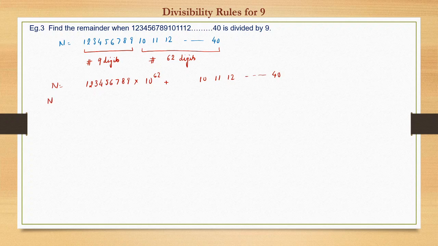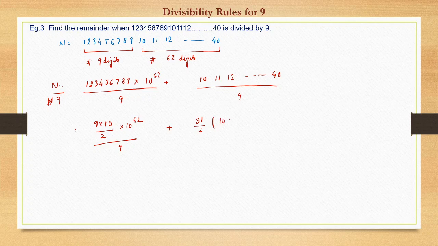So for n by 9, I check this part and this part. For the first, I take one at a time. The summation of 1, 2, 3 till 9 is sigma 9, which is 9 into 10 by 2, into 10 raised to power 62, by 9. Plus here I take two at a time because that is easier for me to calculate using AP series. The number of terms are 31, so n by 2 into first term plus last term, 10 plus 40, is the sum of the numerator, and divide that by 9.